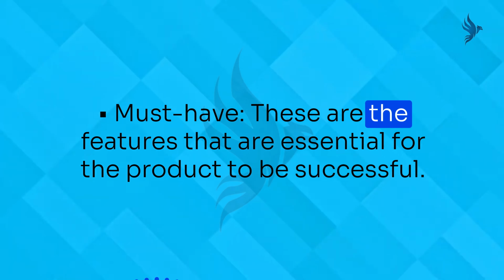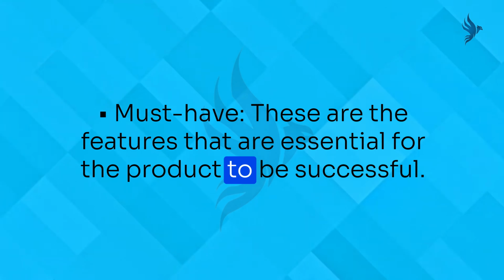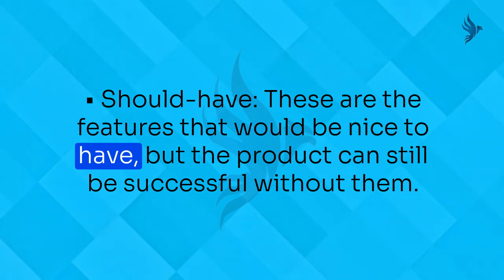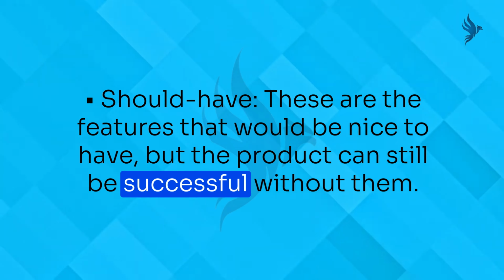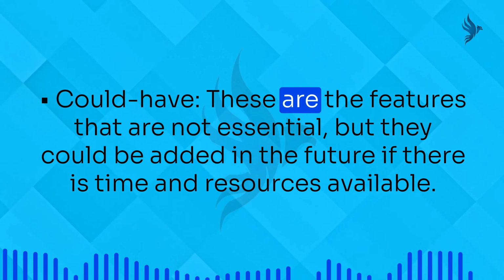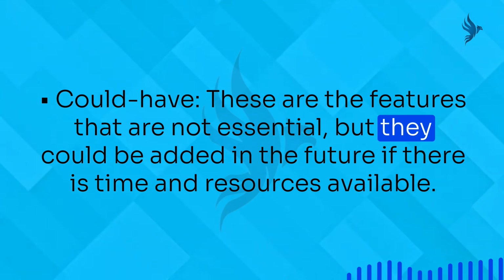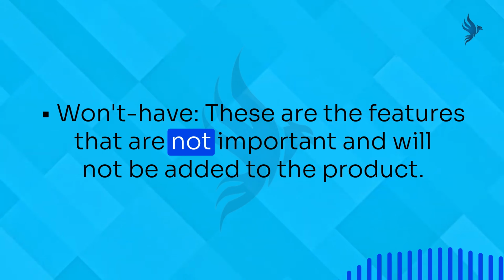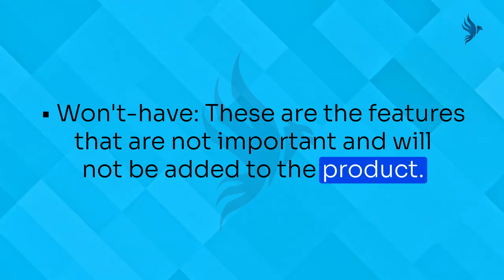Must have. These are the features that are essential for the product to be successful. Should have. These are the features that would be nice to have, but the product can still be successful without them. Could have. These are the features that are not essential, but they could be added in the future if there is time and resources available. Won't have. These are the features that are not important and will not be added to the product.